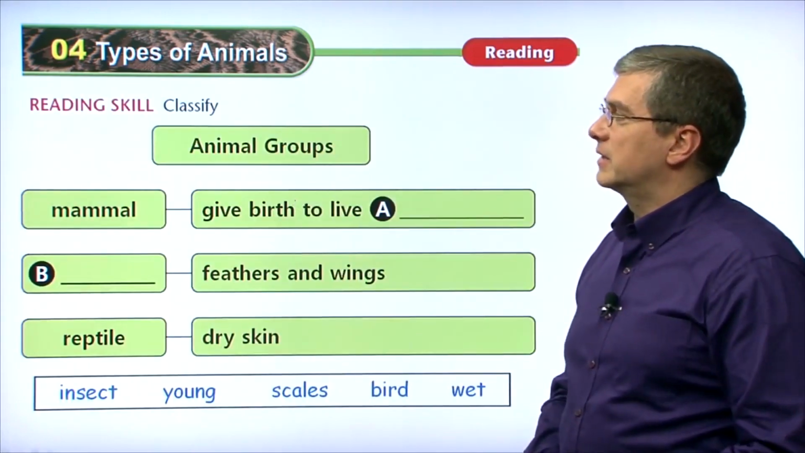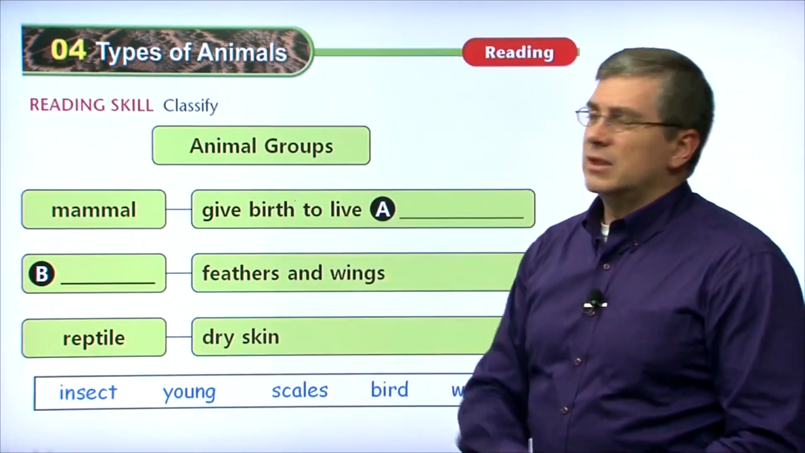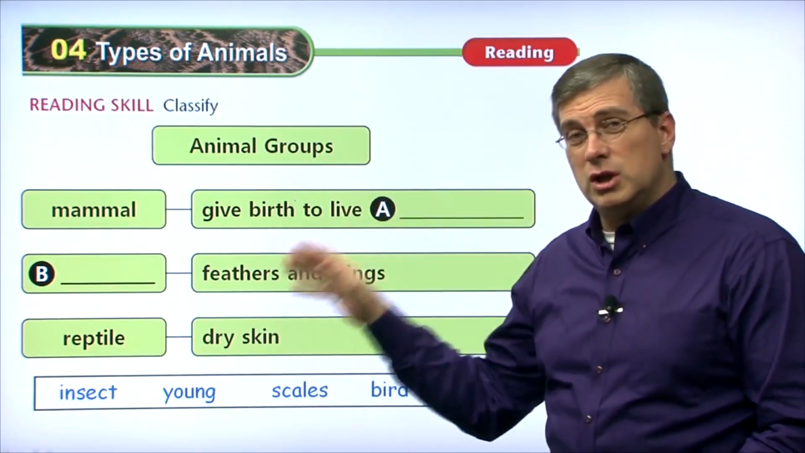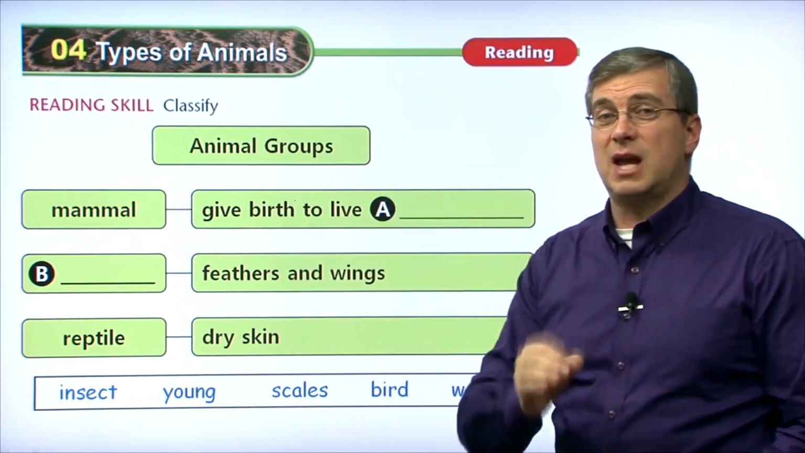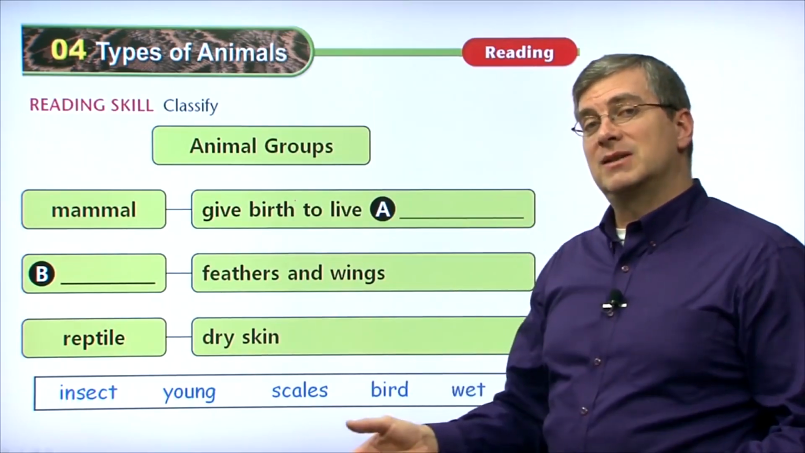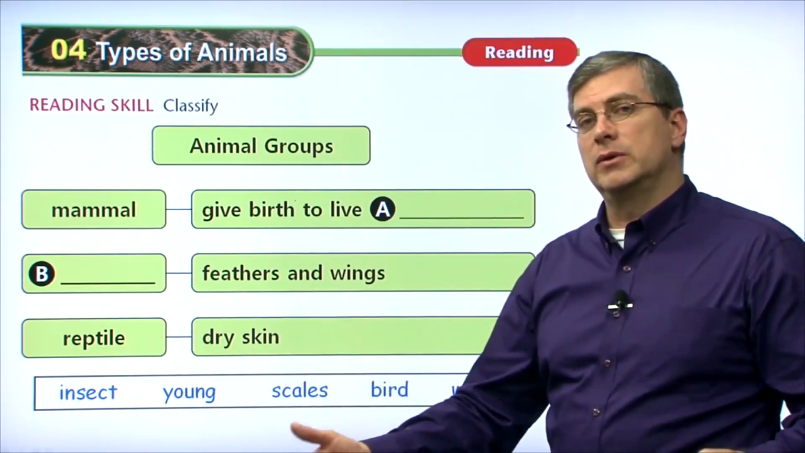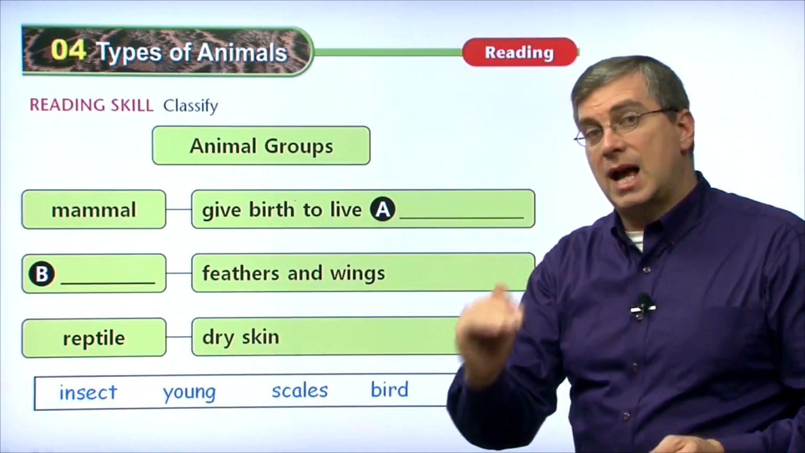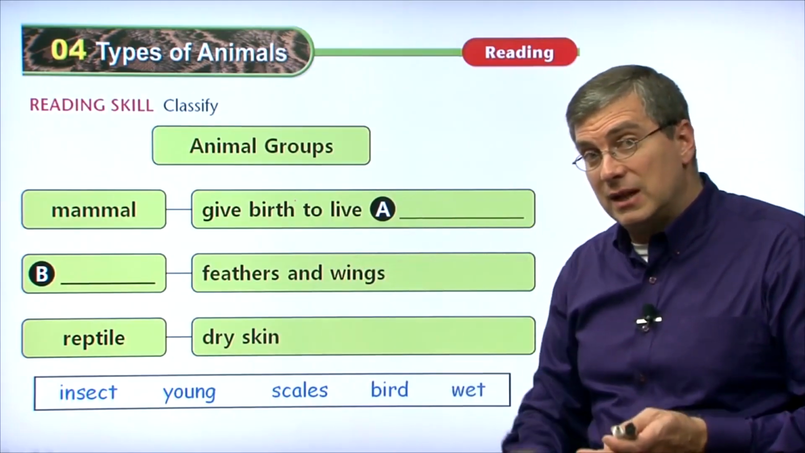Okay, let's move on to this skill. Now, we have our reading skill here, classify, and that was a good reading passage for this type of organization, because the topic sentence said there are many kinds of animals. Then it listed those different kinds of animals and gave us some details about each.